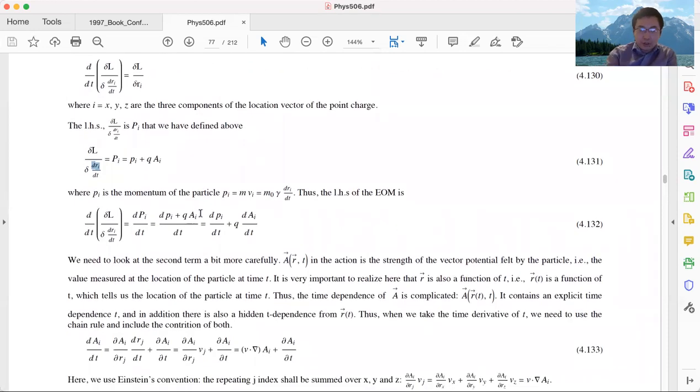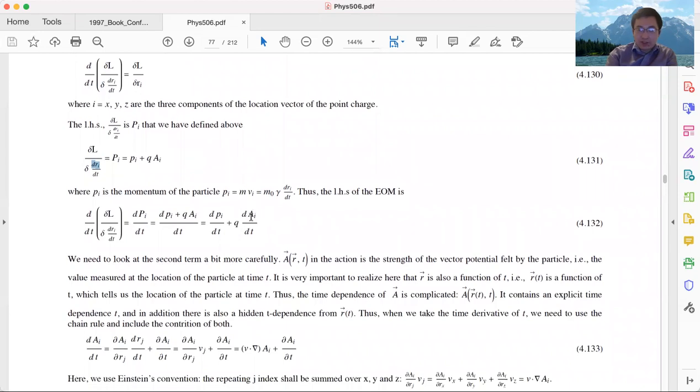Here we need to spend a little bit of time working on this A part. We want to calculate the time derivative of A in the equation of motion. What is the time derivative of A? A is a function of r and t. It depends on the position of my particle, and it also depends on time. This r is the location of my particle at time t, so this r also secretly contains t. This r is also a function of t.